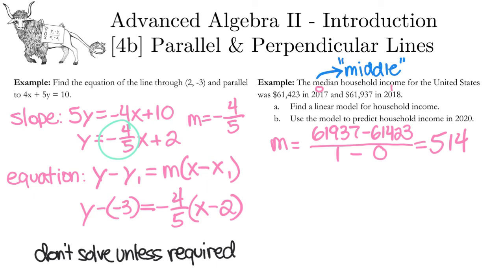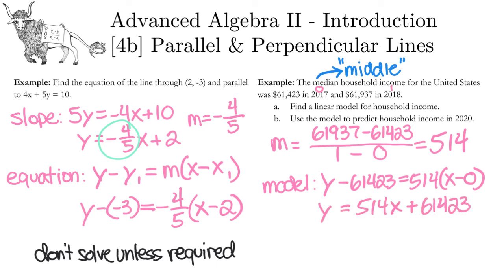We have our slope, and now we just have to pick a point, and we could use either one. In this case, I chose to use (0, 61,423). So the equation of the line is y - 61,423 = 514(x - 0), but I could just write x. In this case, we want to solve for y because in part B, we'll end up plugging in a number into that equation, and we'll want to know what the y value is. So y = 514x + 61,423.